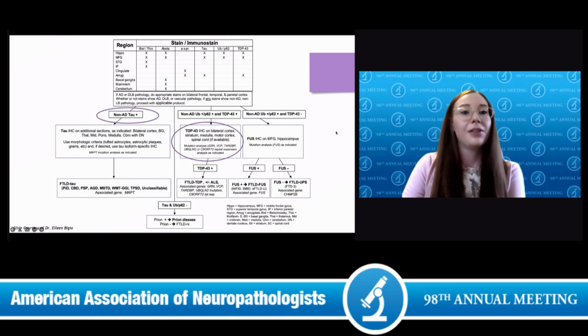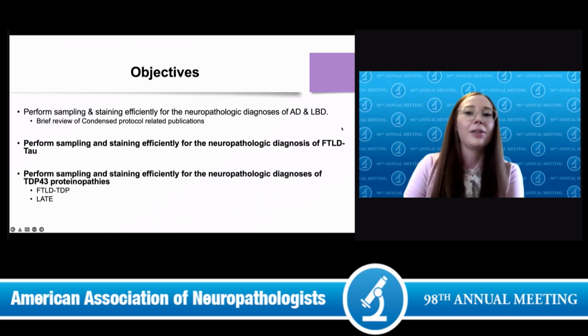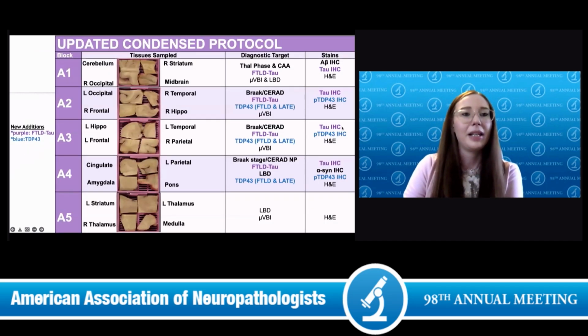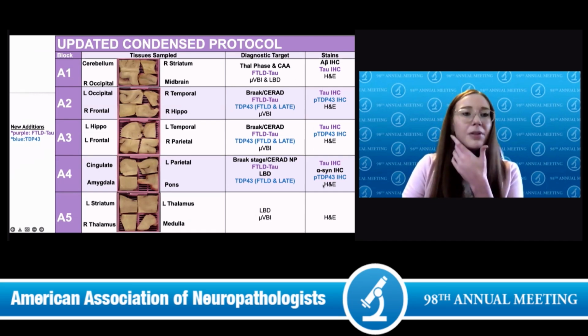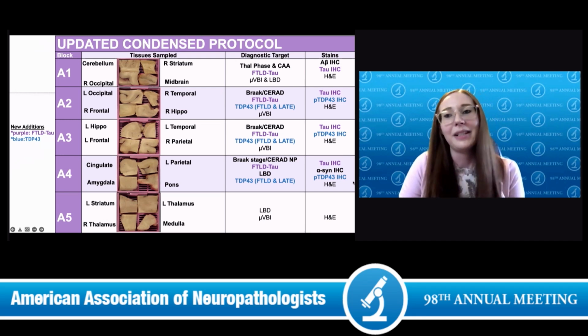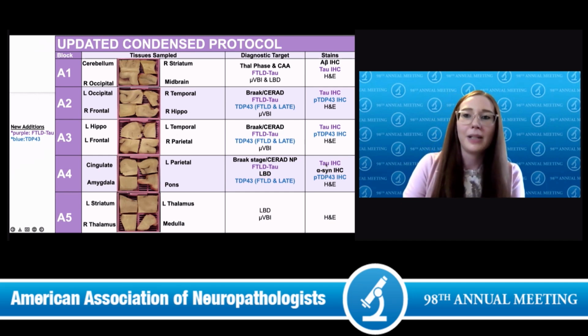So now I will transition to describe how we performed the sampling and staining for the validation of the neuropathologic diagnoses of FTLD tau and TDP-43 proteinopathy. I've highlighted here just the additions to the original 2017 protocol for the assessment of these entities. So it essentially just added 3 phosphorylated TDP stains as well as some of the tau stains.